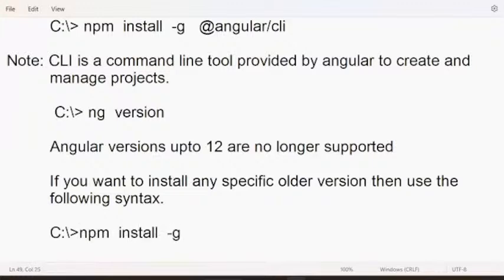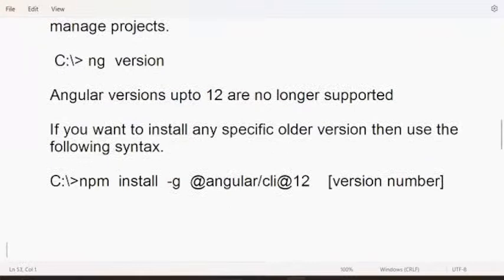install -g @angular/cli@version number. Understood? We have to give the version number. Is it 10? Is it 12? Is it 14? You have to give the version number, whichever version you want. So this is the version number. If you want to install any specific version, you have to give that version number at the end.